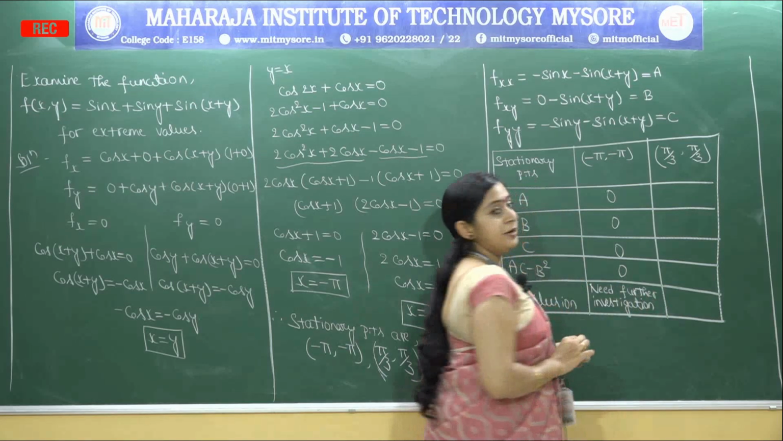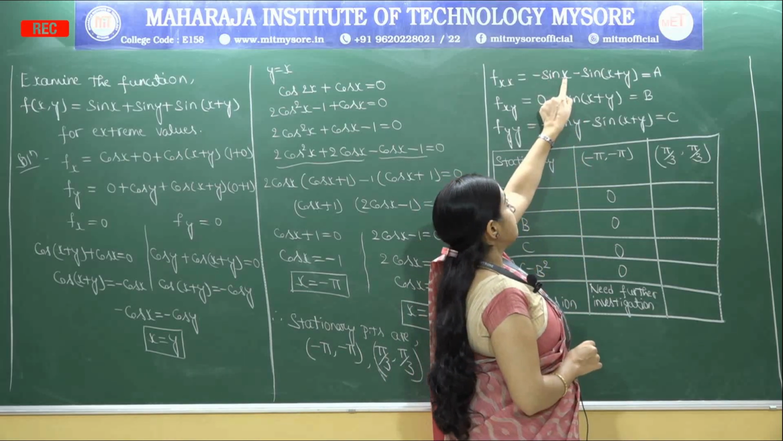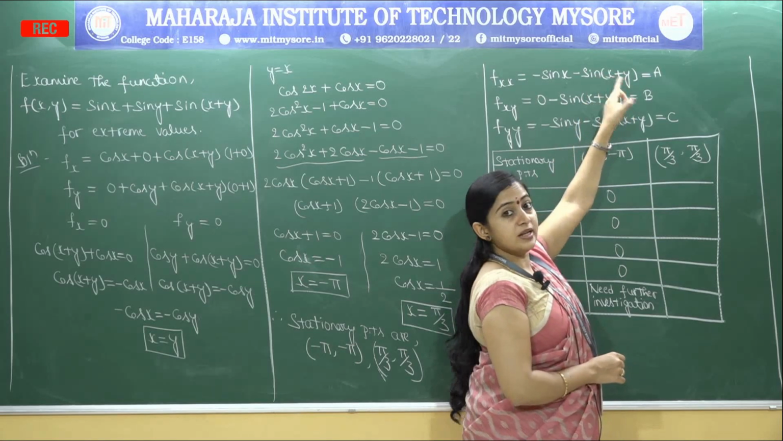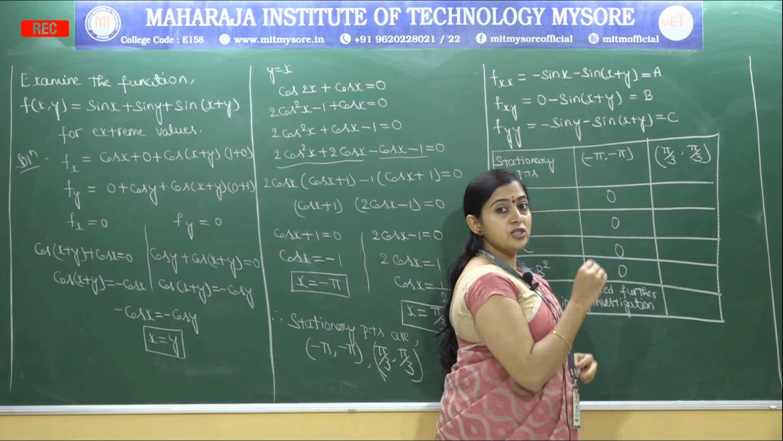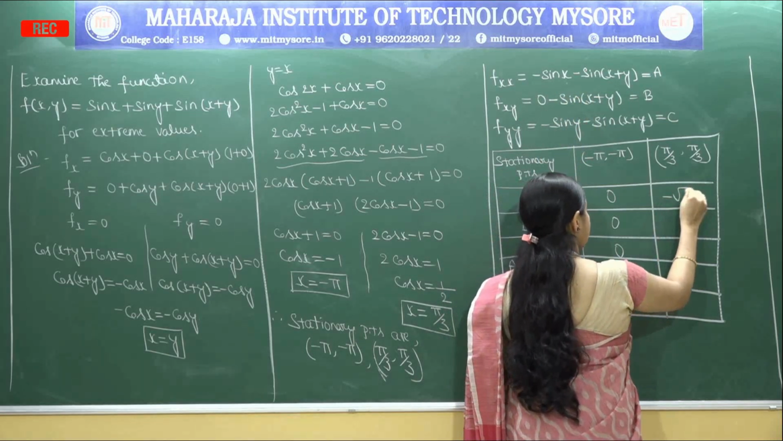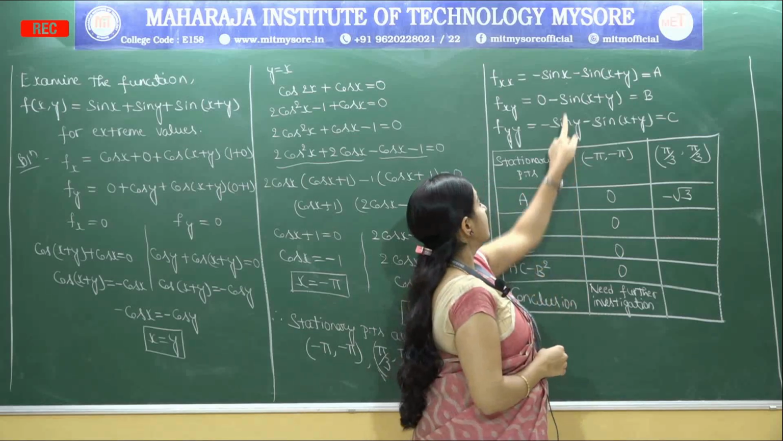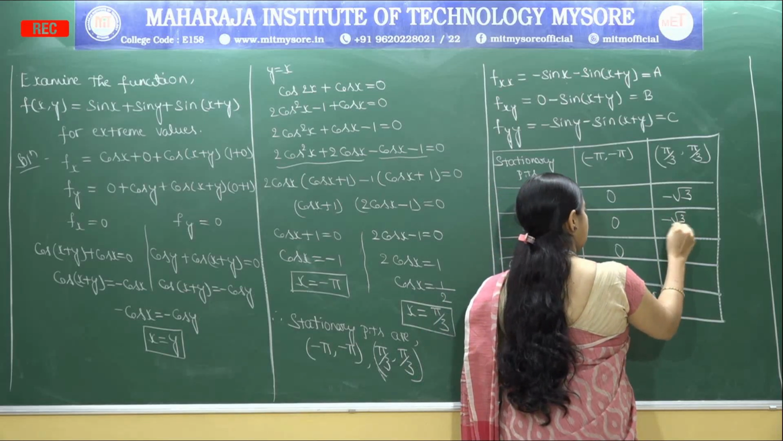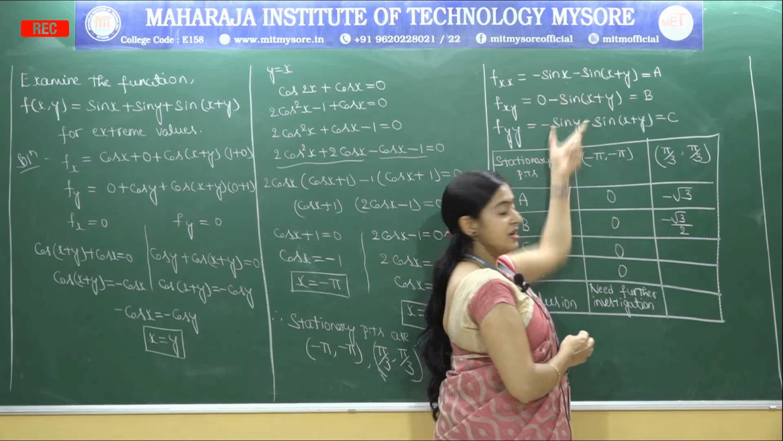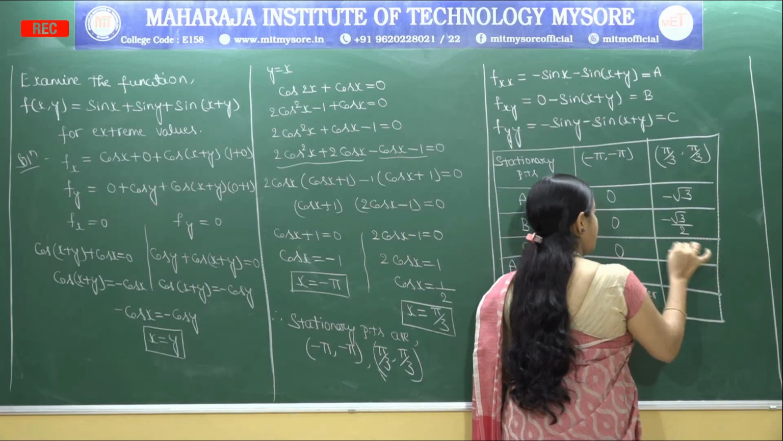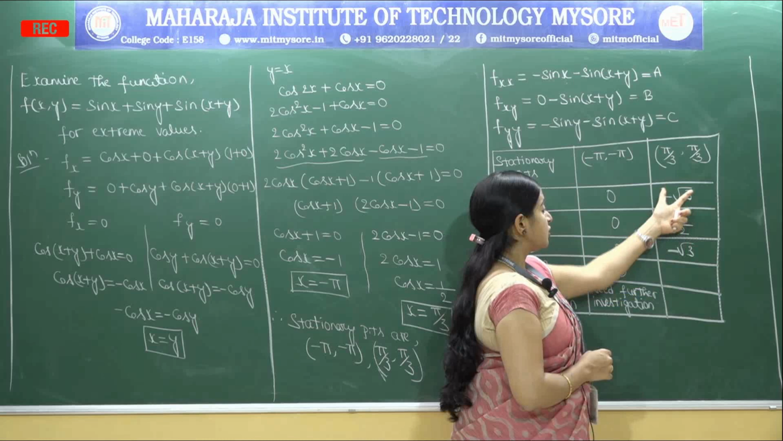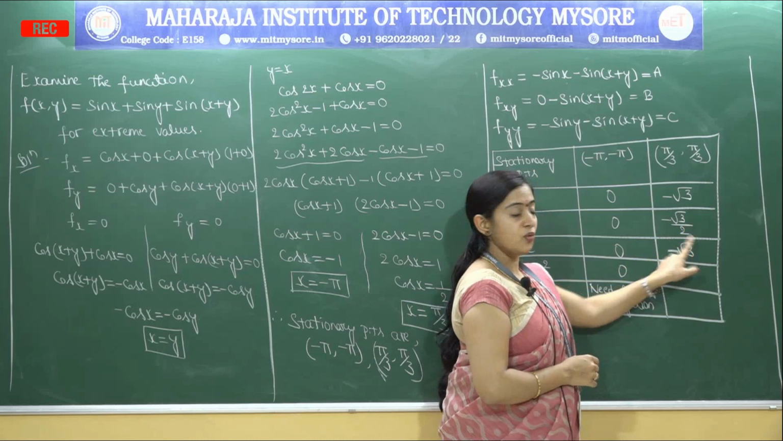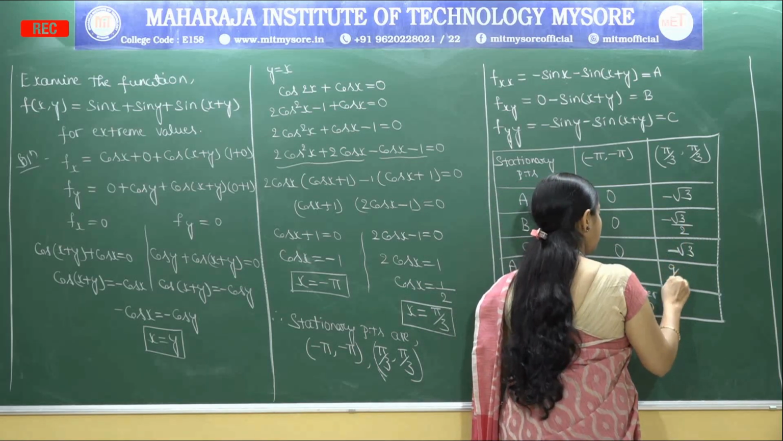Second part, for pi by 3 and pi by 3, for the first one minus sin pi by 3 you will get minus root 3 by 2. Here sin 2 pi by 3 is again root 3 by 2. Negative sign, minus 2 root 3 by 2, you will get minus root 3. Similarly, the second term, minus sin 2 pi by 3, you will get minus root 3 divided by 2. Third part, again the same as A, you will get minus root 3. AC minus B square, AC you will get 3, minus B square, it is 3 divided by 4. So we will get the answer 9 by 4.